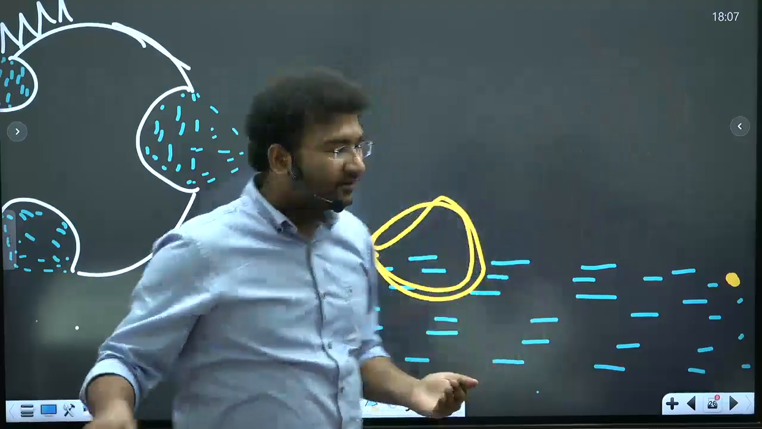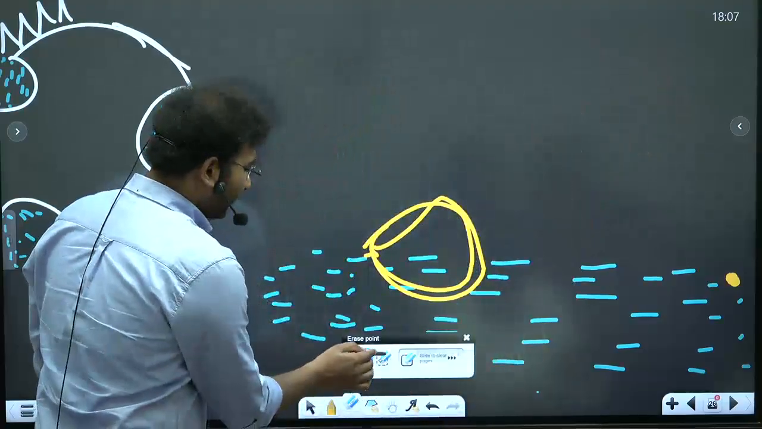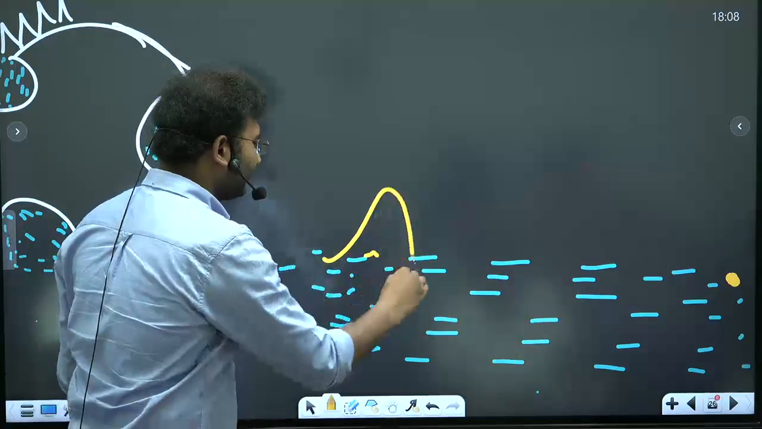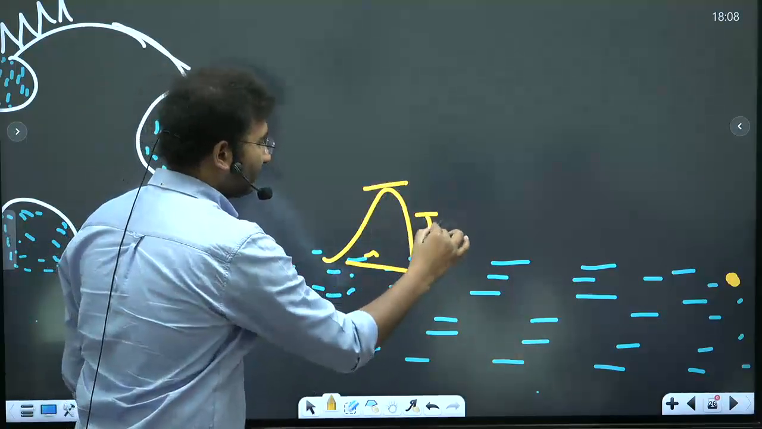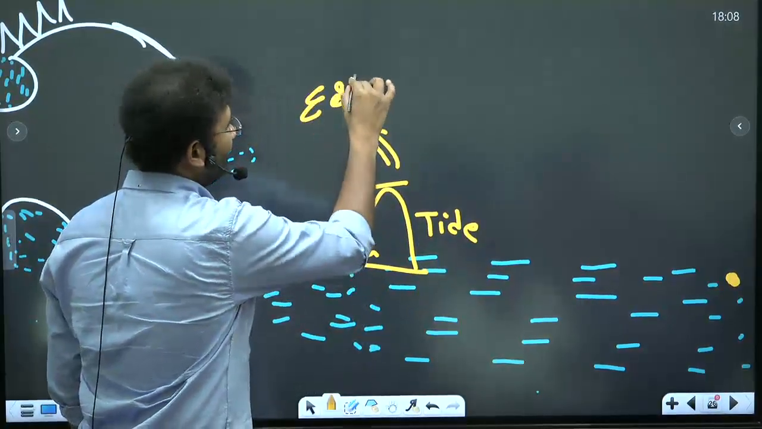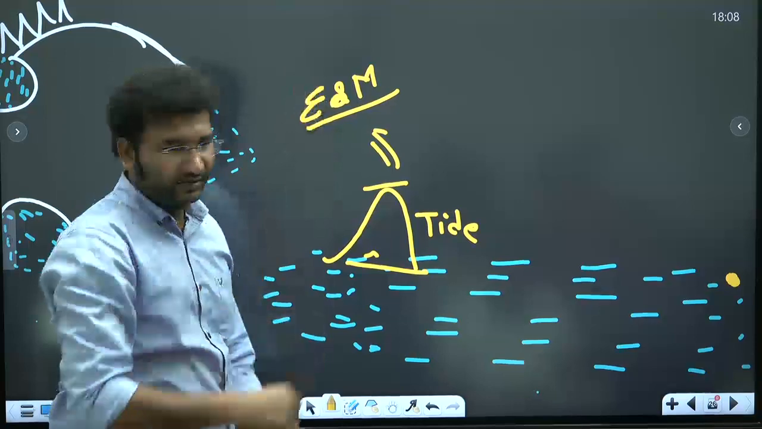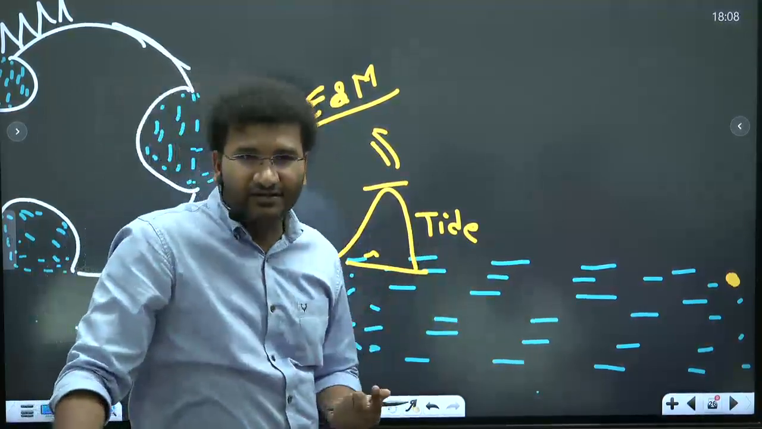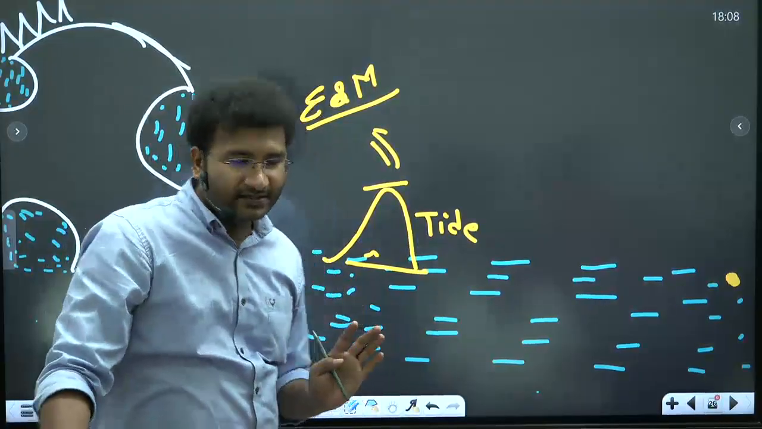So, tide, the water simply rises and falls. They rise and they fall. It is like this. The water rises and they fall. Now, this is called tide. This tide is created because of earth and moon. How? I'll explain in the oceanography. Next. Wave is transfer of energy. Okay? That is the fundamental difference.